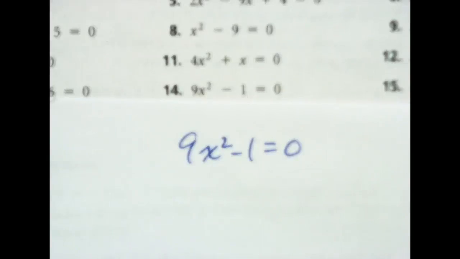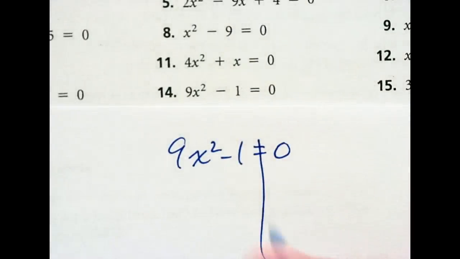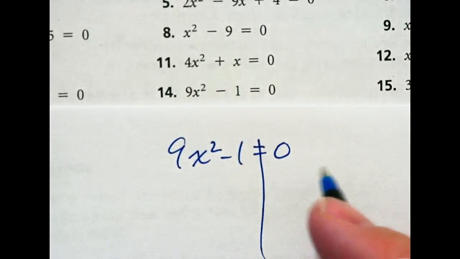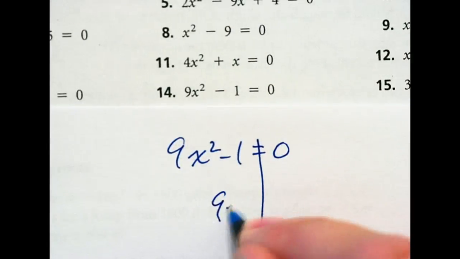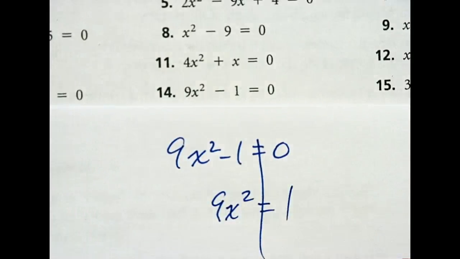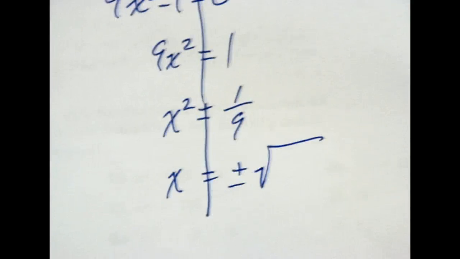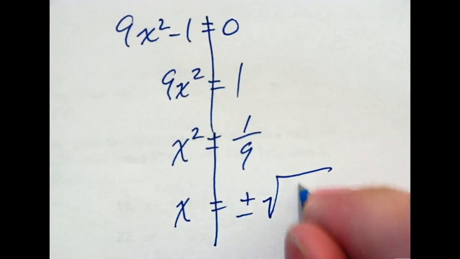Can I take out a greatest common factor? No, but there's no b term, so really, I could just solve for x. 9x squared equals 1. Add 1 to both sides. Divide each side by 9, so we get 1/9 equals x squared. Take the square root. That's equal to x. Plus or minus the square root of 1/9.